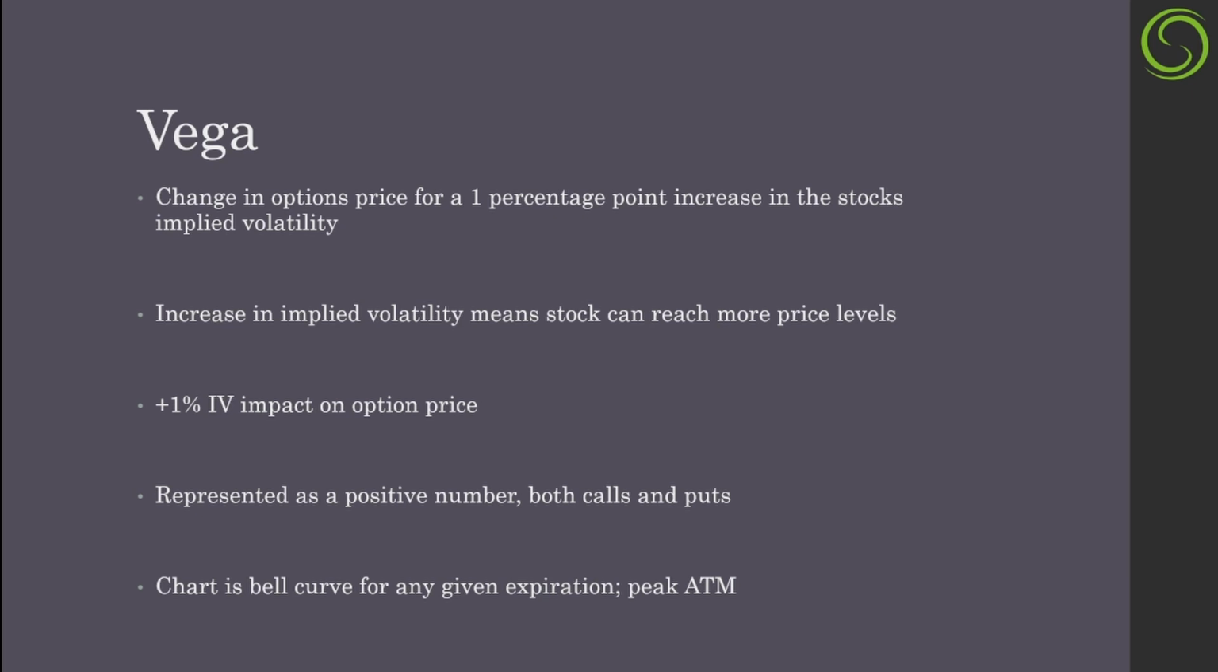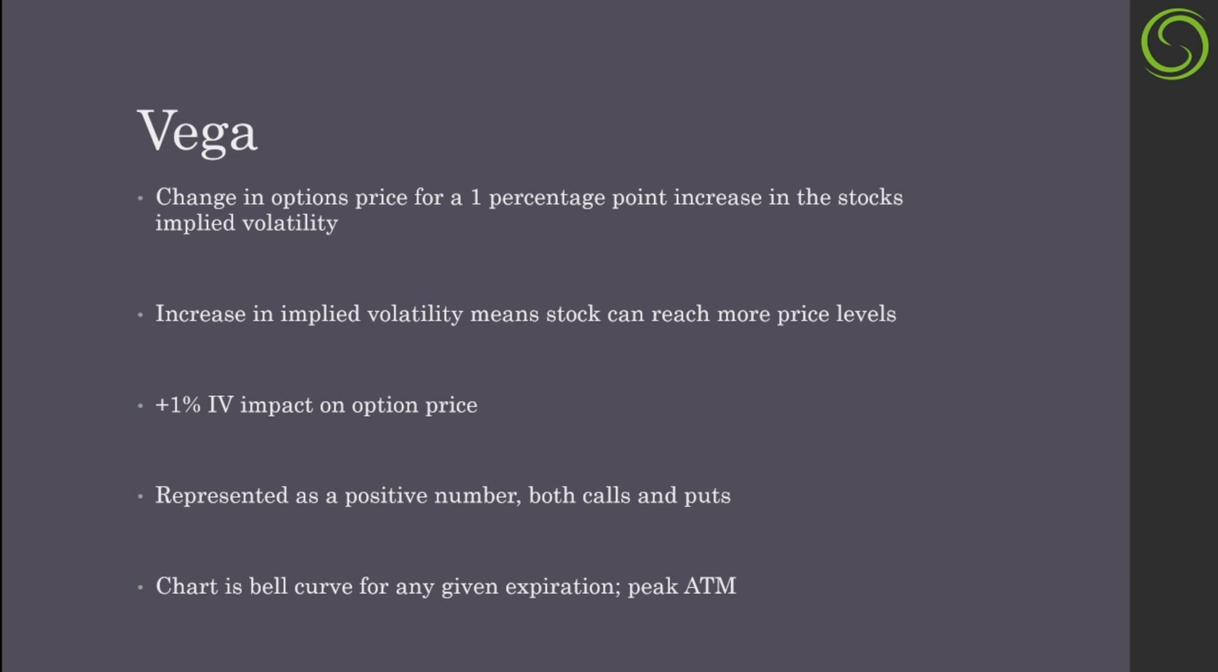Since options are future bets on what the market participants think the price of the stock will be in the future, the stock's implied volatility tells us if the stock is expected to make such a move. So, as implied volatility increases, the possibility of reaching more strike prices also increases. Therefore, the increase in the option's price. Vega just tells us the impact a 1 percentage point increase in implied volatility will have on the option price.